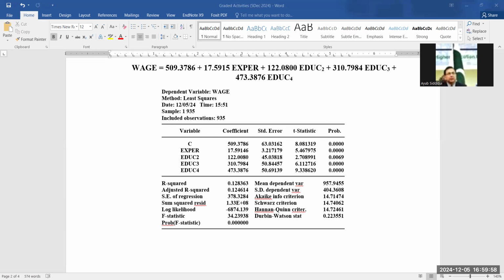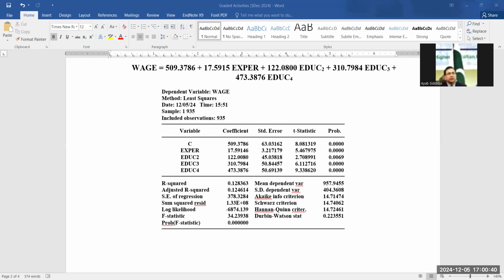Now, employees with secondary education earn 122.01 dollars more than those with the primary education, and the primary education category was earning $509.38. So when you add it up, the secondary education category is earning 509 plus 122, so it makes around 630, more than 630 US dollars.